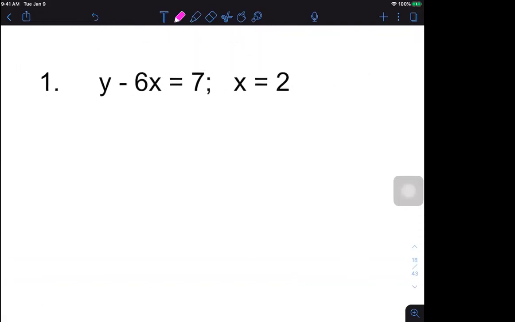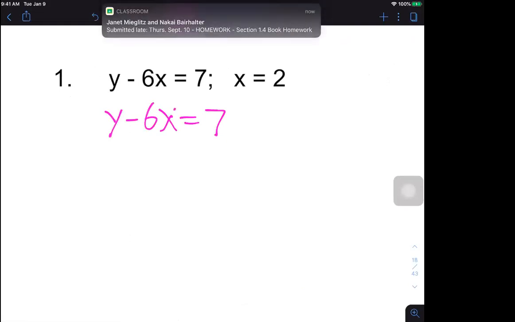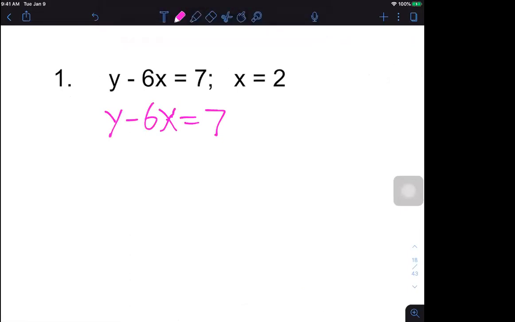I'm just going to rewrite it so we don't have that x equals 2 confusing us. Okay, now to get y by herself, remember we're going to look at PEMDAS and do it backwards. We have y minus 6x. If we want to get that 6x to the other side, what are we going to do? Emma, what's the opposite of subtracting a 6x? Add it. Awesome. We're going to add 6x to the other side.